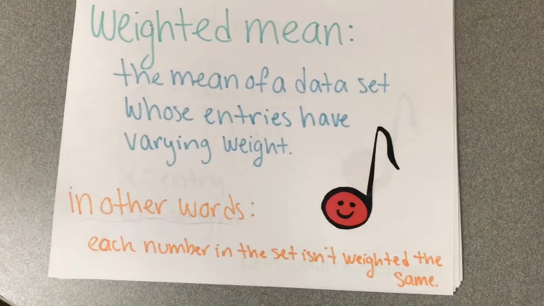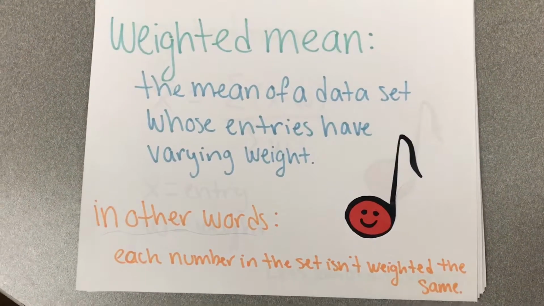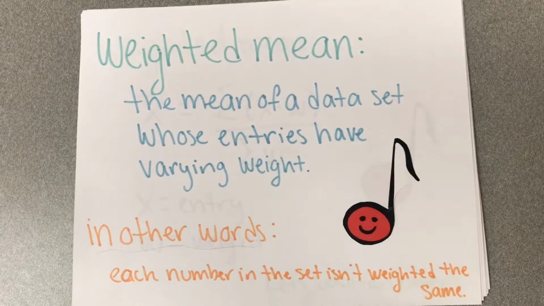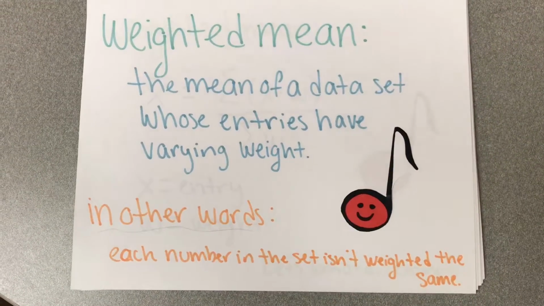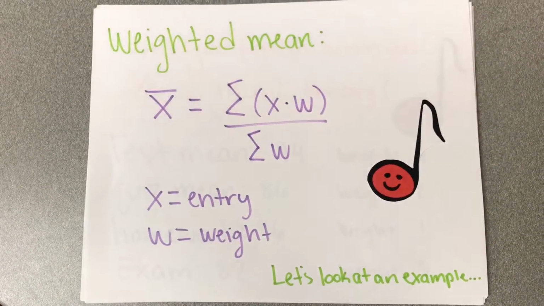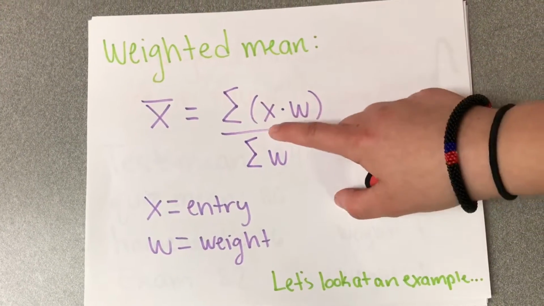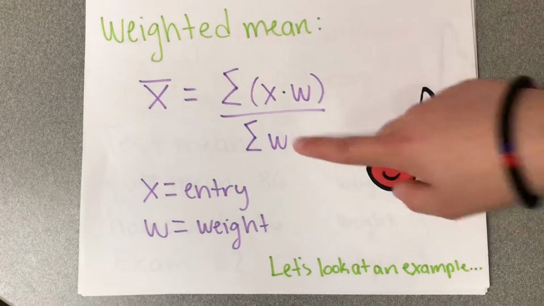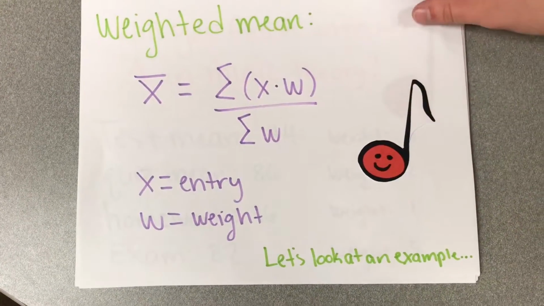Now let's find weighted mean. What is weighted mean? The weighted mean is the mean of a data set whose entries have varying weight. In other words, each number in the set is not weighted the same. To find the weighted mean, you take the sum of the entries times their weight and divide it by the sum of the weights. Let's look at an example.